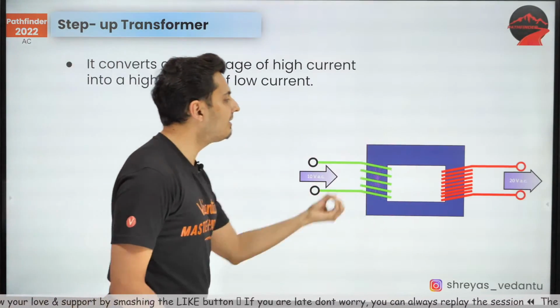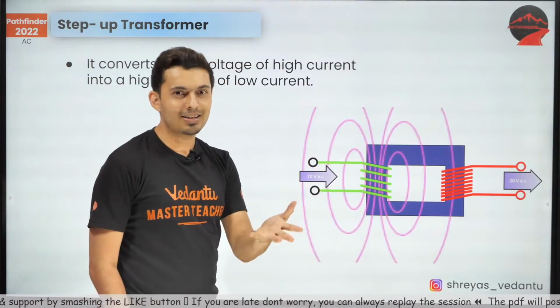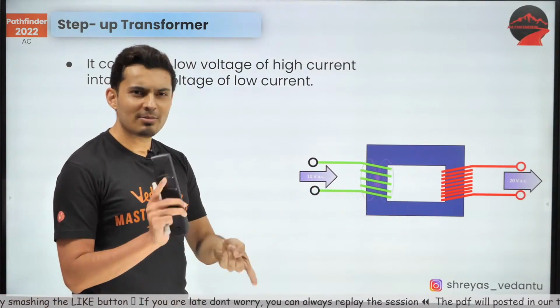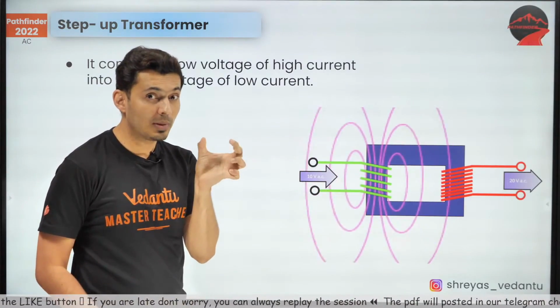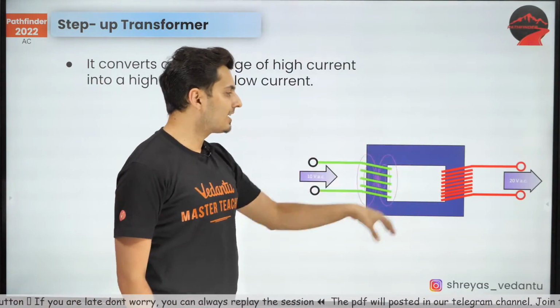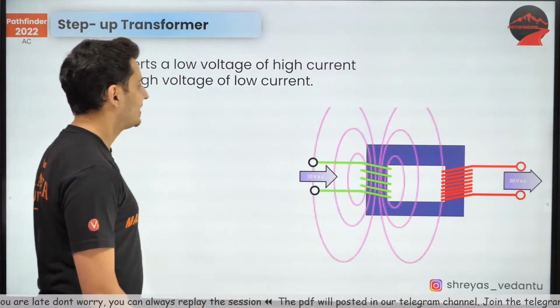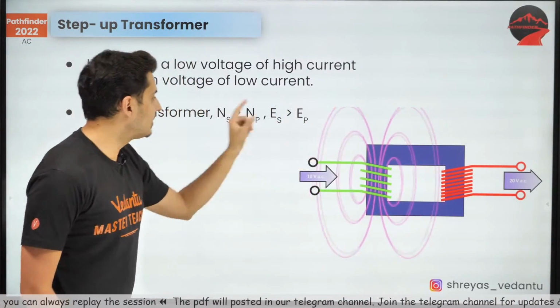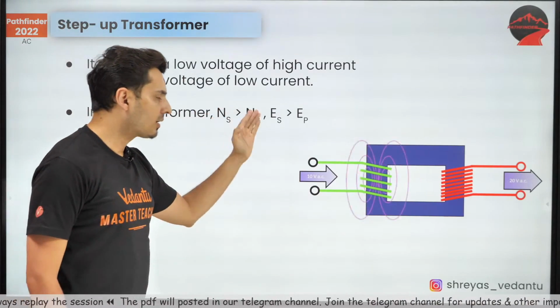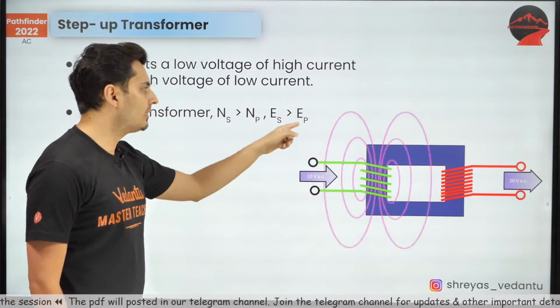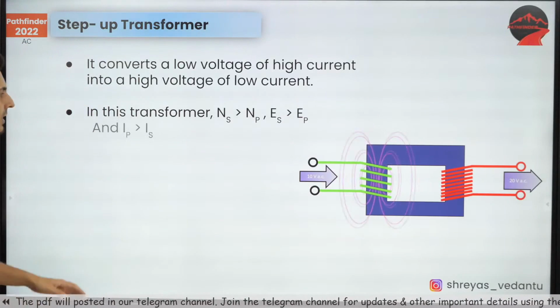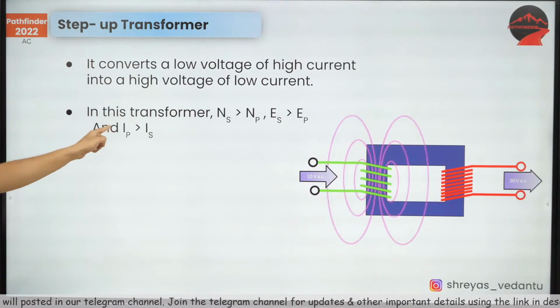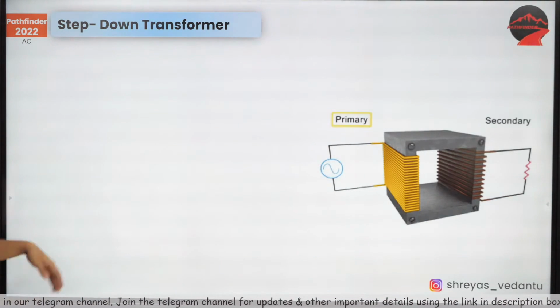So whenever you increase the voltage, current won't increase. Obviously, current and voltage will be inversely related because power should be constant. So if voltage increases, the current will reduce. That's what will happen. And in this kind of transformer, the secondary turns will be more than the primary turns, or you can say the secondary voltage will be more than the primary voltage. This is a step up transformer, and remember, the primary current will reduce.